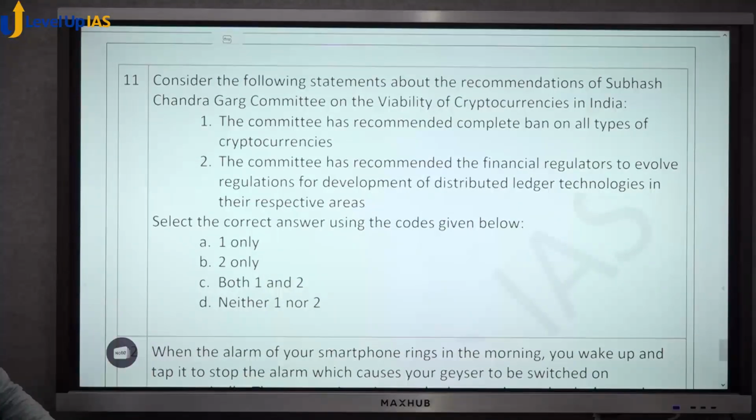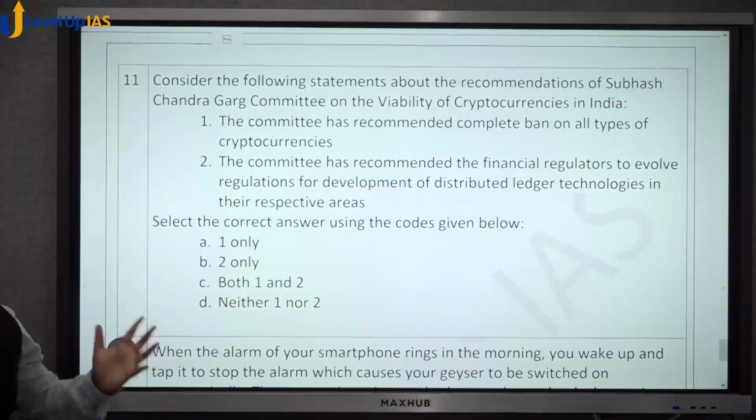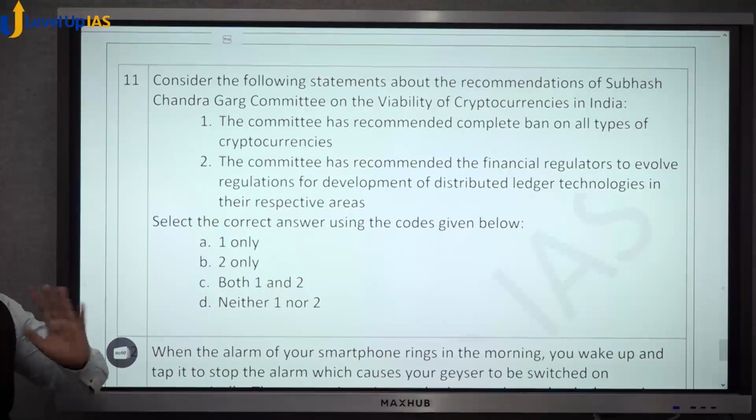Question number 11. Consider the following statements about recommendation of Subhash Chandra Garg committee on the viability of cryptocurrencies in India. Cryptocurrency कितना viable रहेगा? Committee has recommended complete ban on all types of cryptocurrencies. All types of private. It has recommended that RBI should come into play. One is wrong. All types नहीं, only private cryptocurrencies are banned. It has recommended RBI to come up with its own cryptocurrency. The committee has recommended that the financial regulators evolve regulation for development of distributed ledger technology in the respective areas. Yes, it has recommended that. It has asked RBI and all other regulators to promote the use of DLT. So what would be the answer? 2 only. B. Answer would be B, 2 only. Question number 11. See, it may appear to be very factual, but it's not factual. हमें पता होना चाहिए कि जनरल पॉलिसी स्टेप्स क्या रहे हैं बैन करेंसीज और बैन क्रिप्टोकरेंसीज, वो जनरल पॉलिसी स्टेप्स रहे हैं.